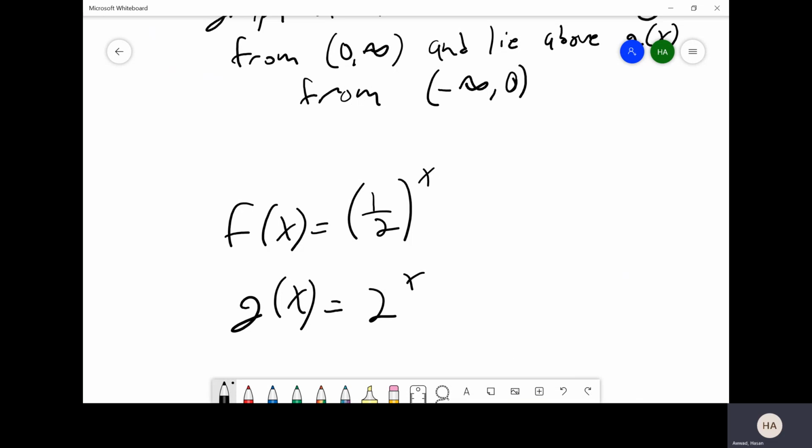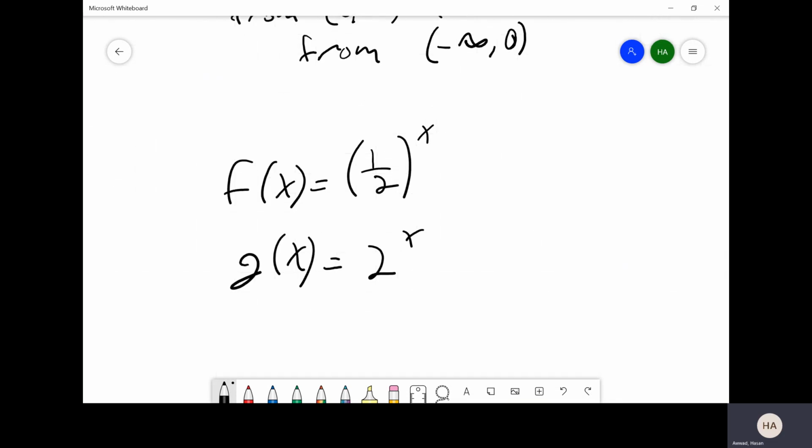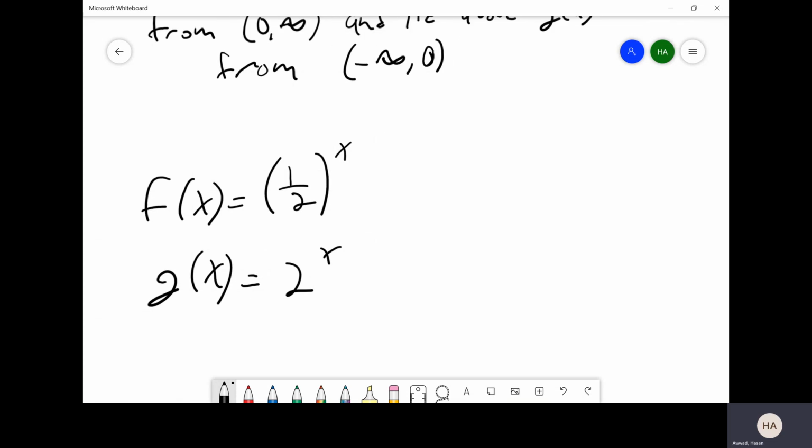So given the following x inputs, x is equal from -2 to 2, only talking about the integers. So -2, -1, 0, 1, and 2. What I want you guys to do for your first classwork assignment is just make a table of values.